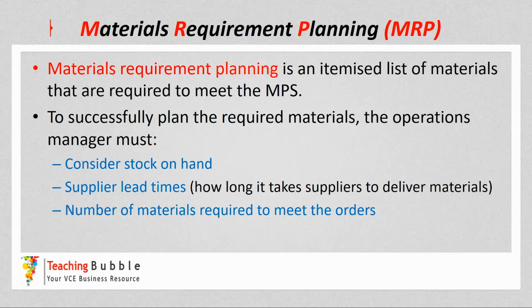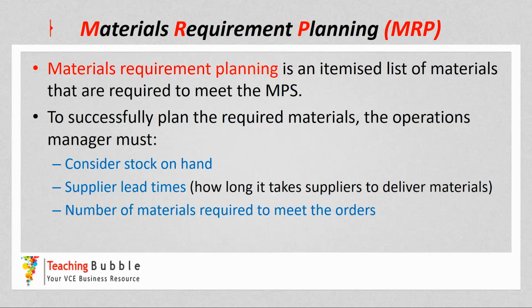So these two are a way of planning the materials for the business. Materials requirement planning is an itemized list of materials that are required to meet the master production schedule. To successfully plan the required materials, it's important that the operations manager, first of all, considers the stock that they have on hand. So if they look at it and they go, well, we need 100 pallets of this, and they've got 50 already on hand, then they only need to order 50.